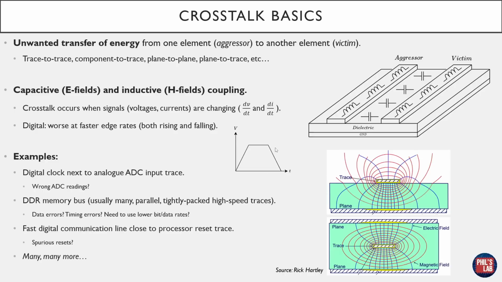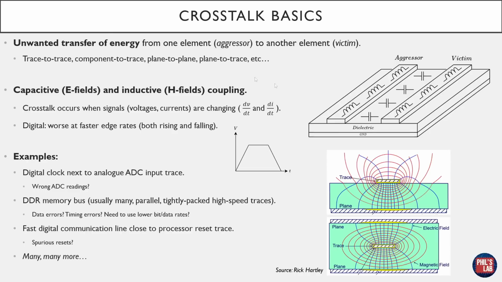Now, for modern logic, these can be very fast in the nanosecond or sub-nanosecond range, and depending on the ICs we use and how we lay out these ICs and traces, we'll get differing edge rates, so both rising and falling. When it comes to crosstalk, the amount of coupling is worse, so to speak, at faster edge rates. So for the same physical parameters, if we have faster edge rates, so shorter times for these transitions, we'll get more crosstalk for the same scenario. And we'll see more of this later on.